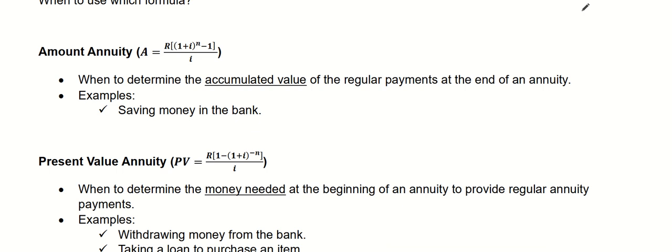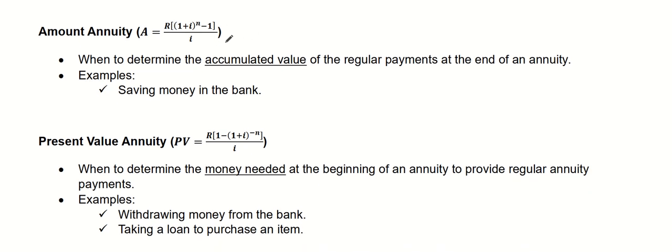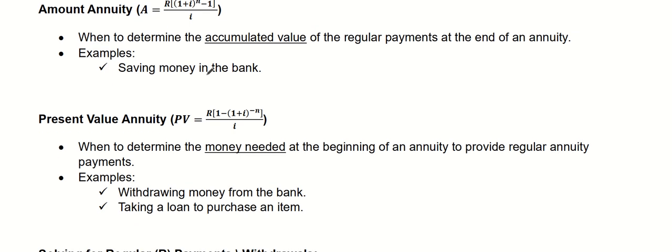When to use the amount annuity is to determine the accumulated values of regular payments. So if you're putting money in the bank and it's building up, that's when you use this formula right here. It's typically to save money for a specific purpose when you put money into the bank. That's the only scenario I can think of. Maybe there's another scenario, but the most common scenario is to save money up in the bank.